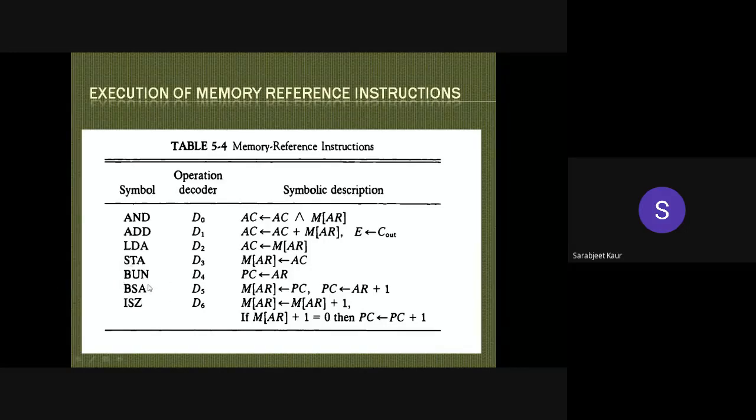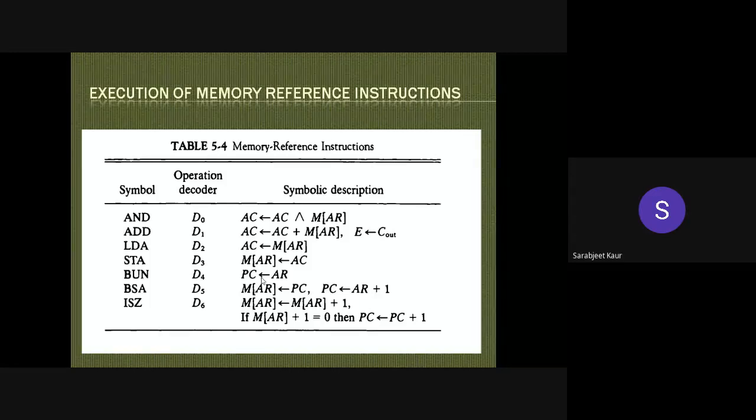Next we will see how to implement BUN. To implement BUN, all we need to do is transfer the address where we have to take the branch into the program counter. Any problem in this? No, ma'am. Is this clear to everybody?